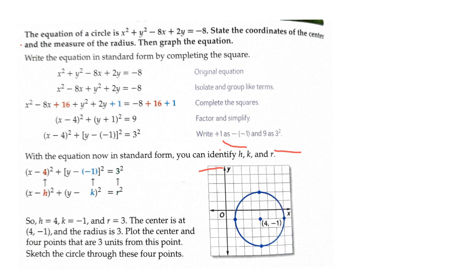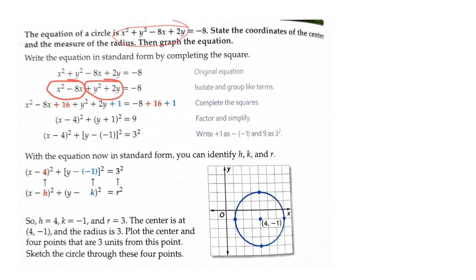In this problem, the equation of a circle is given, which is x squared plus y squared minus 8x plus 2y equal to -8. And the question is to find the coordinates of the center and the measure of the radius, then to graph this equation. So the first step is to isolate and group like terms. So we group the x's together and the y's together. And the next step is to complete the square. And I'm going to show you how to do this.